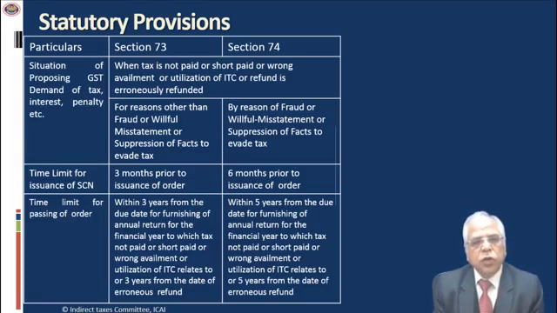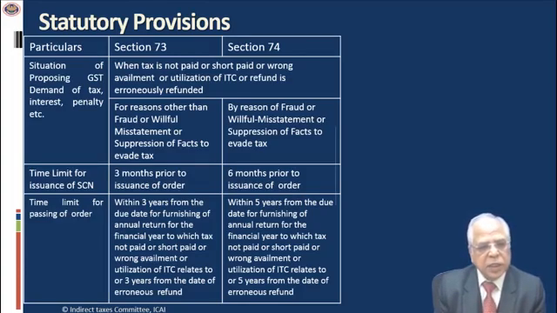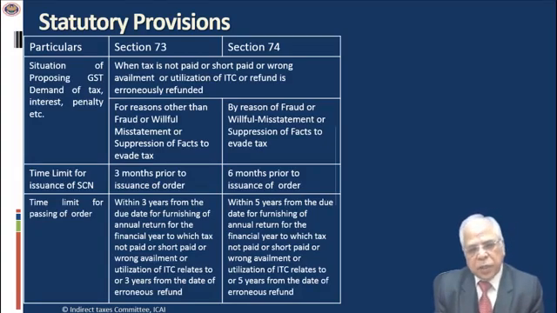As we have already told you, Section 74 shall be applicable when that non-payment, etc., is by reason of fraud, willful misstatement, suppression of fact. And in the case of a show cause notice issued under Section 74, the show cause notice must be issued 6 months prior to the issuance of the order. And similarly, under Section 73, this limit is 3 months. As I told you, the order has to be passed within 5 years of the relevant date. What is the relevant date? The relevant date is the due date of filing the annual return.